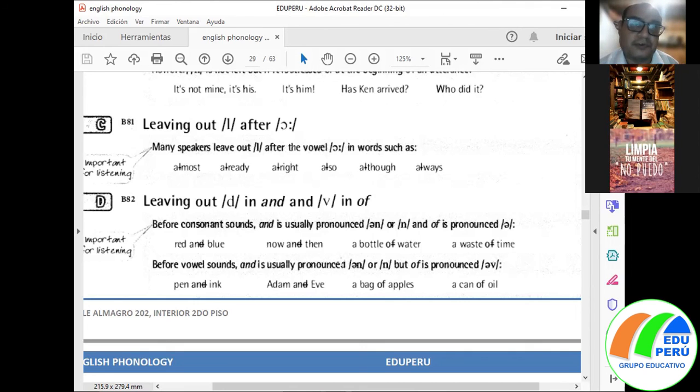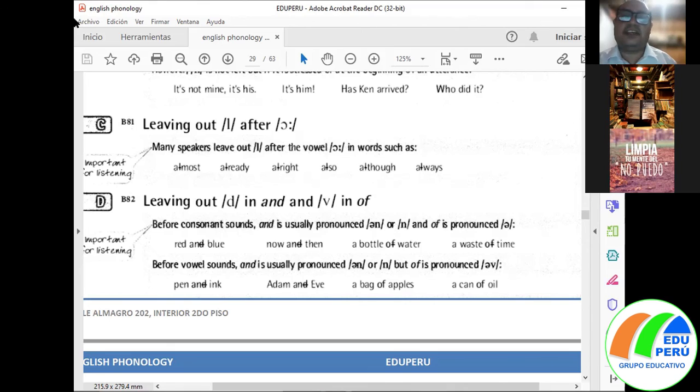A bag of apples, a bag of apples. A can of oil, a can of oil. Notice you make a linking, all right? You link the two consonants together.